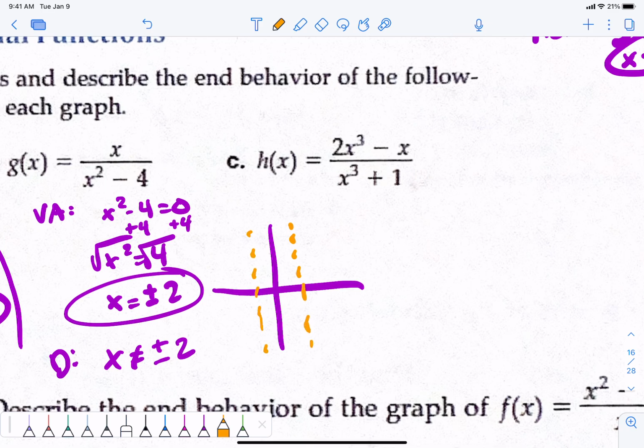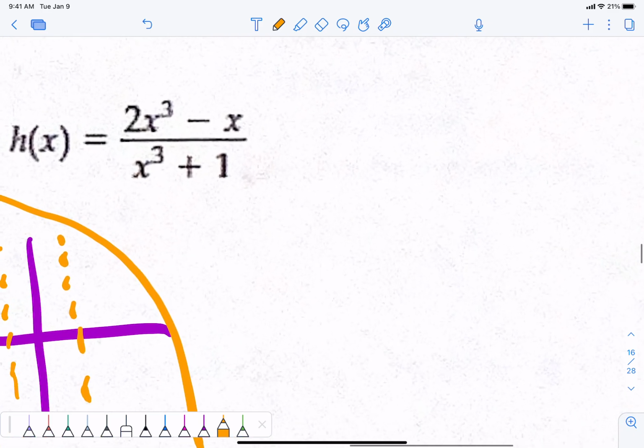Okay. He's got a parabola in the middle. And we don't know where the horizontal asymptote is, but we'll talk about horizontal and slant asymptotes tomorrow. Good. Okay. That's where my VAs are. All right. This guy.